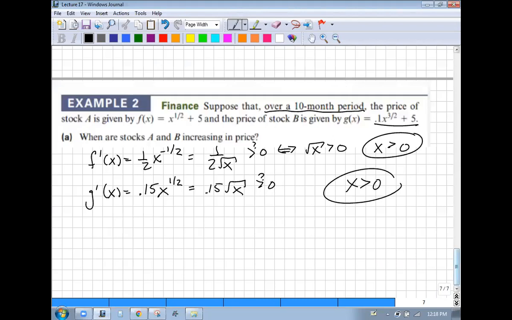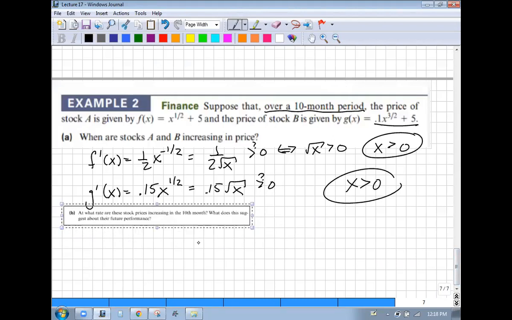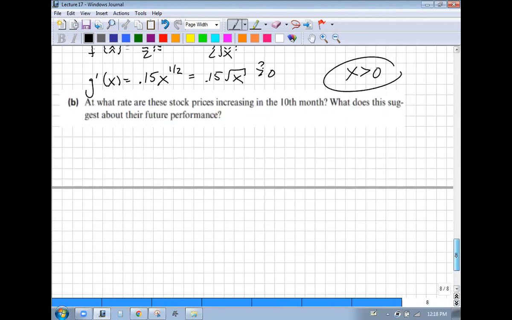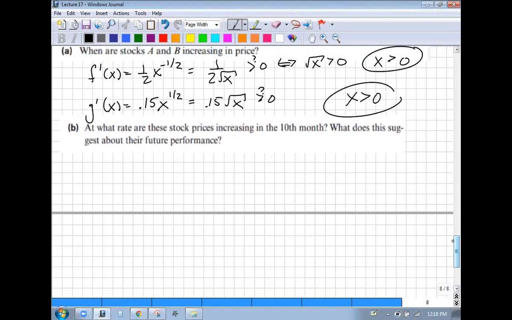Now is when they get weird with the vocabulary. At what rate are these stock prices increasing in the 10th month? So in the last class, I made the mistake. I was like, okay, well, we just plug 10 into the first derivative. The first derivative tells us the rate of change, right? But they ask, at what rate are they increasing? They want to know about the rate of increase. They're asking about the change of the change here. Real subtle.